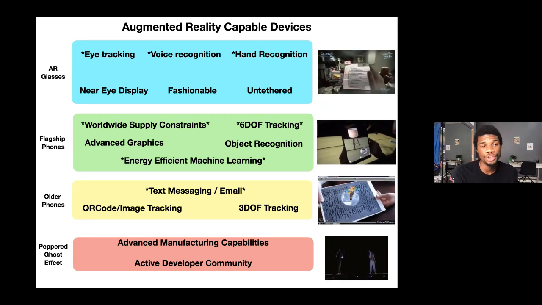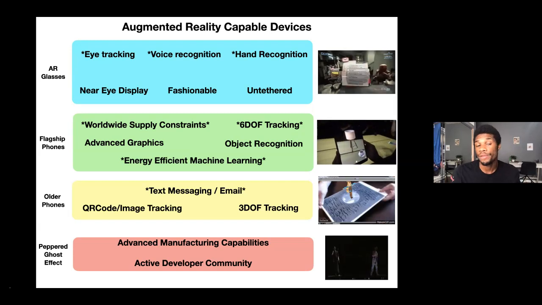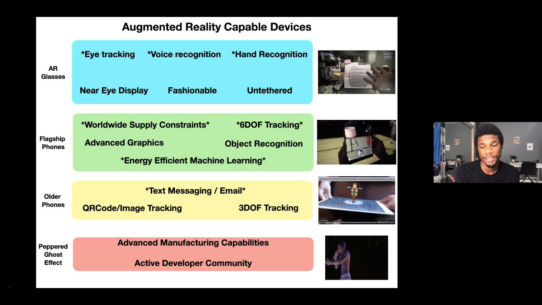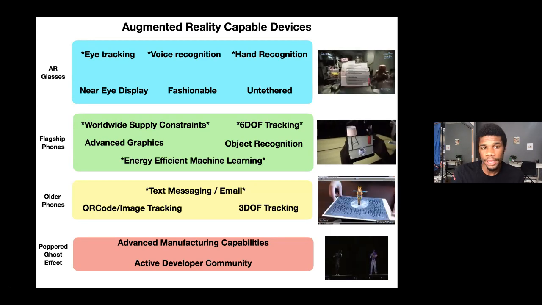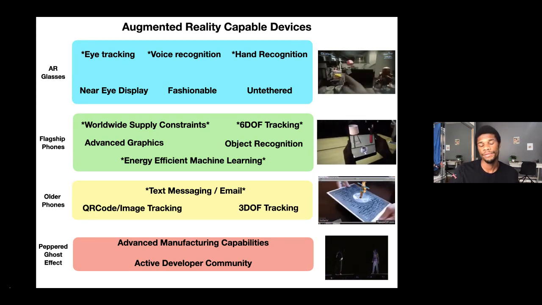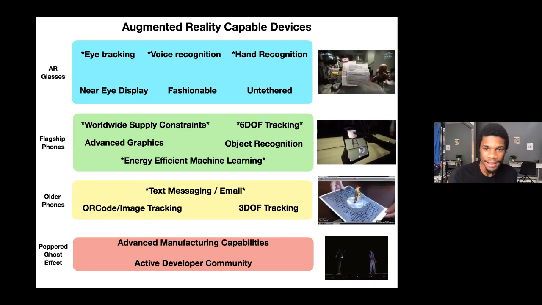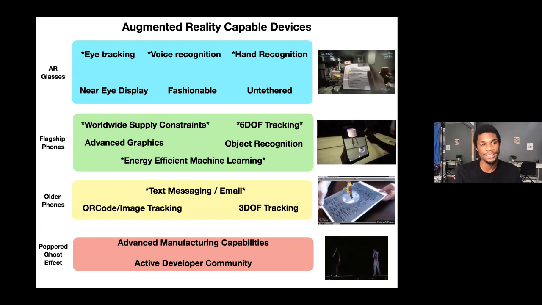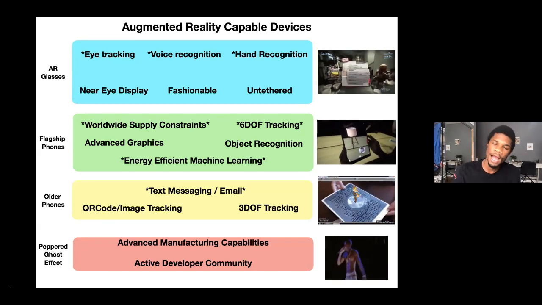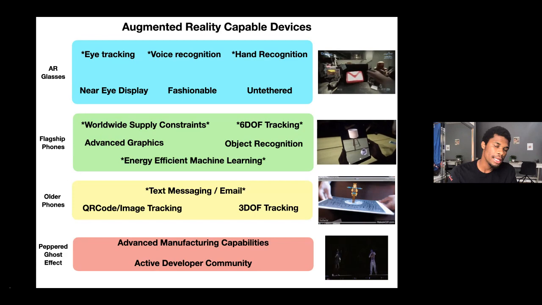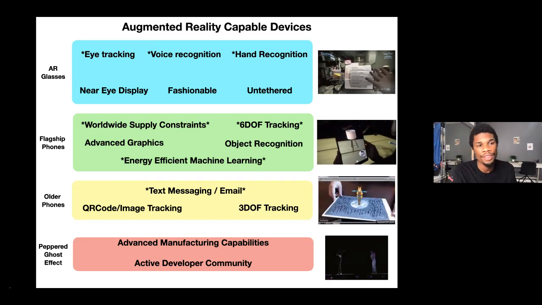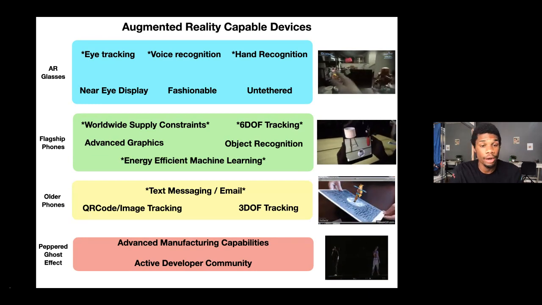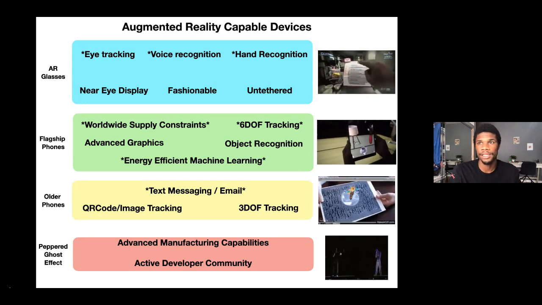But as we move into the future, we've all heard about it. Maybe you even have a pair. We have AR glasses. And so AR glasses, I think what's key for these devices is that they have eye tracking, voice recognition, hand recognition, a near eye display. They're fashionable and they are untethered. So there's many variations of these headsets, but there are not any right now, in my personal opinion, that meet all of these criteria, that have the eye tracking and have the hand recognition and are fashionable. I think that's the biggest key.